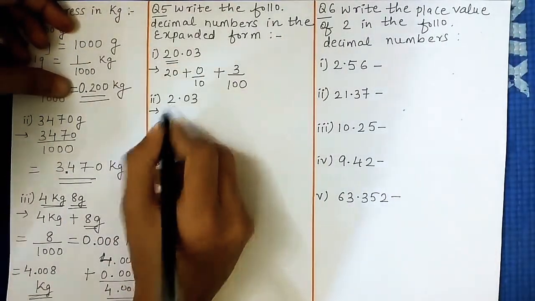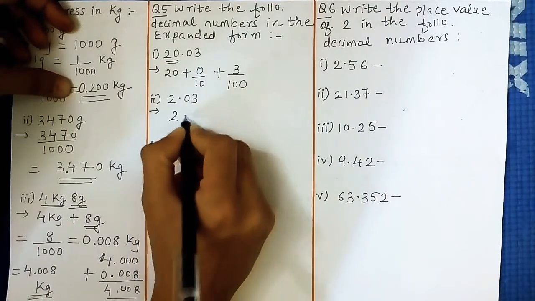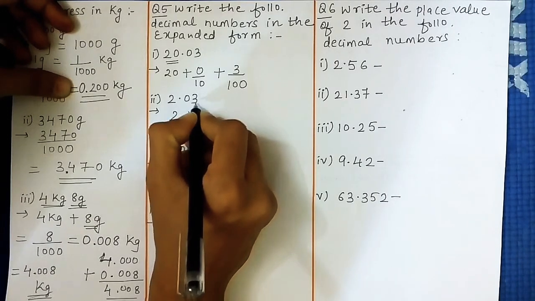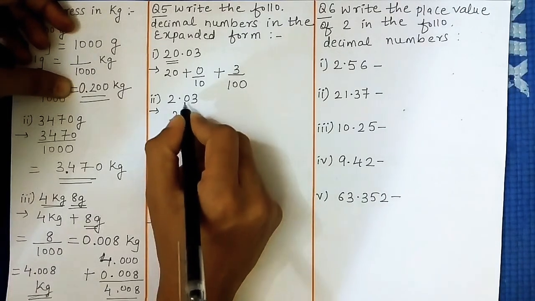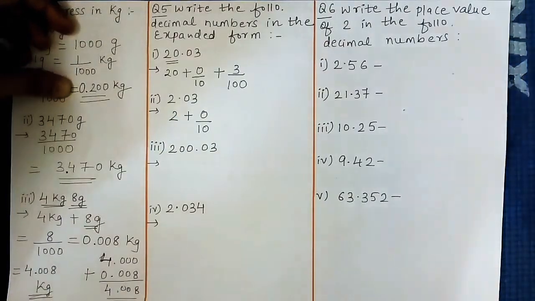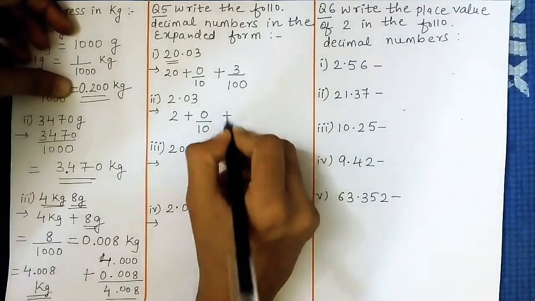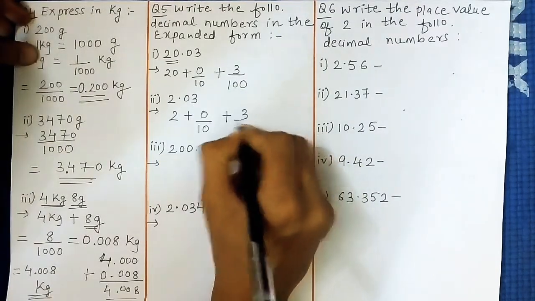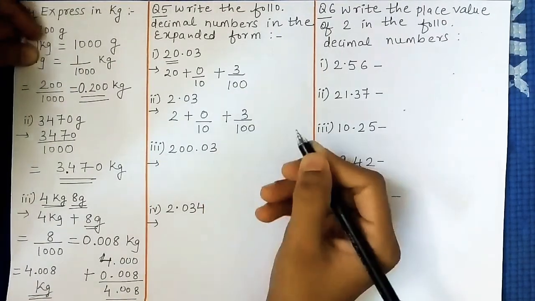Now second one, only 2 is there. So you will write 2 as it is, plus after the point this is tenth place and this is hundredth place. So how do we write tenth place? So 0 upon 10 because it is after the decimal point. Plus 3 is on hundredth place, so it will be written as 3 upon 100.